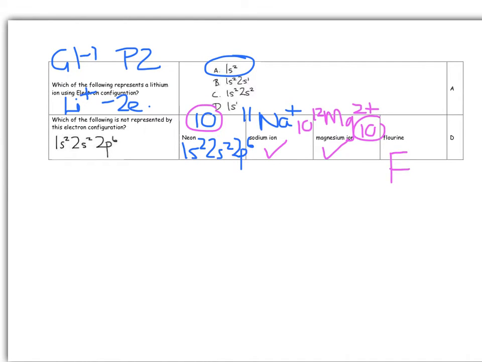What about fluorine as an atom? Fluorine has got 9 electrons. It doesn't say it's the fluoride ion. It's just fluorine, and therefore it will not have this electron structure, it will be 1s2, 2s2, 2p5. So fluorine is your correct answer.